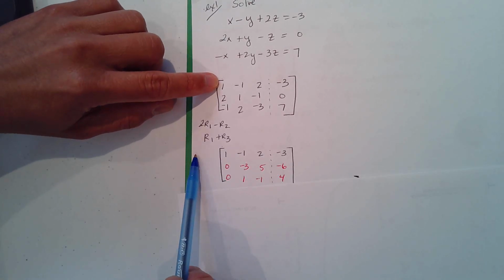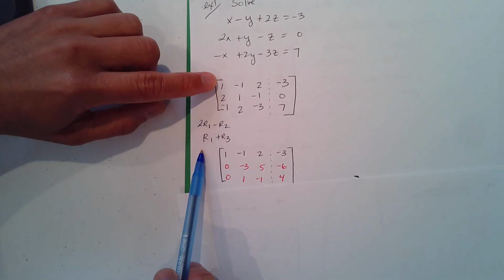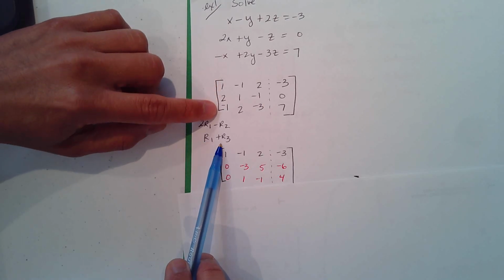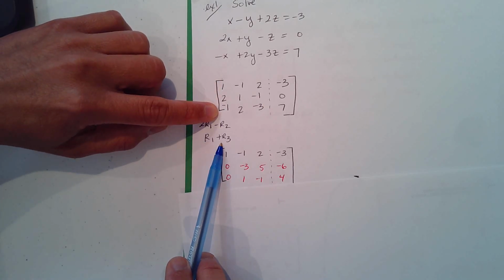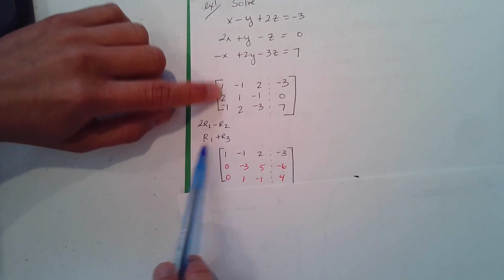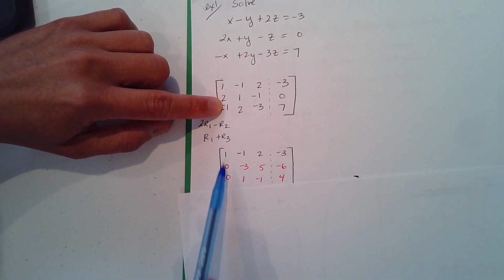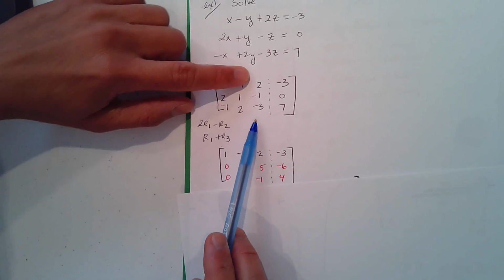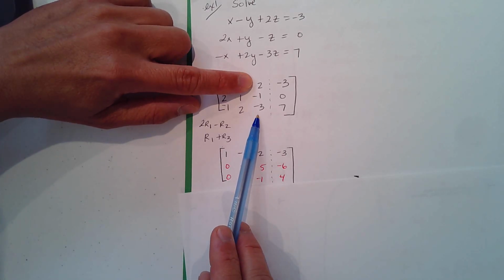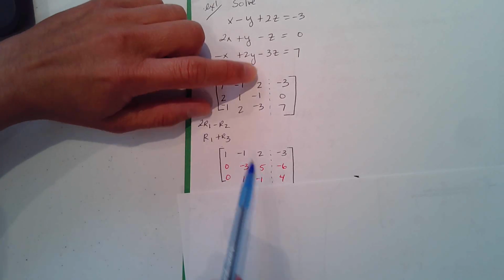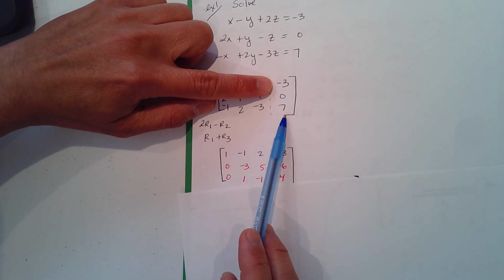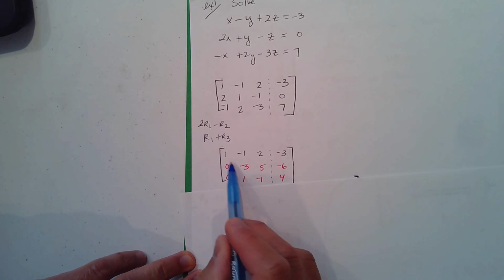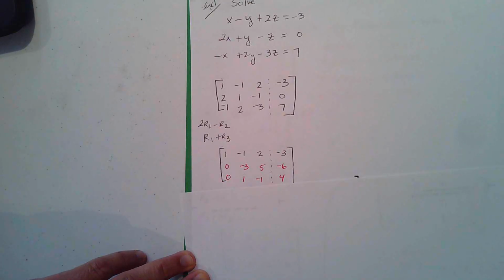Now we're going to use row 1 and row 3. Row 1 plus row 3: 1 plus negative 1 is 0. Negative 1 plus 2, 1. 2 plus negative 3, negative 1. And negative 3 plus 7 is 4. We have gotten our zeros for column 1.